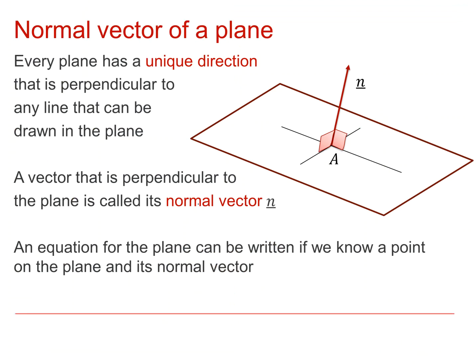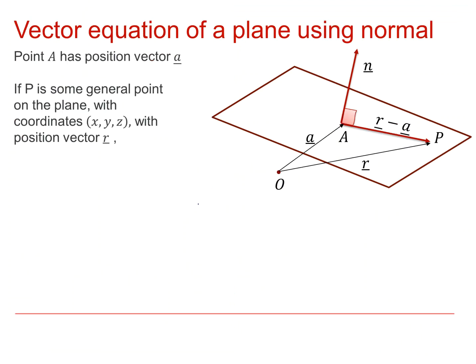We can use the normal vector of a plane in order to write an equation for that plane in vector form. Consider the point A in the plane. This is a particular point that we know. We know its position vector a. P is a general point in the plane with coordinates x, y and z and position vector from the origin r. P represents any point on the plane. It's not a fixed point like A.